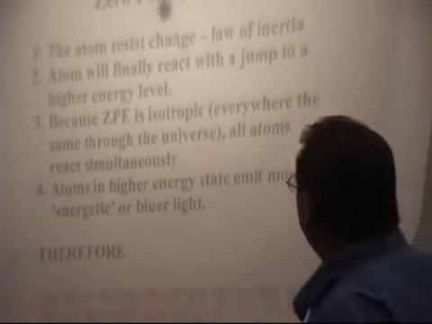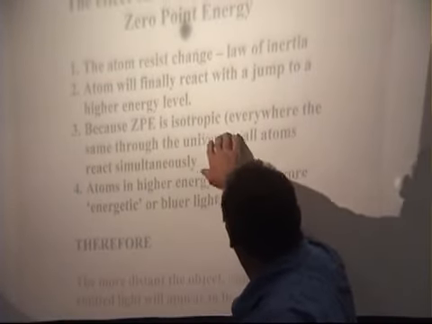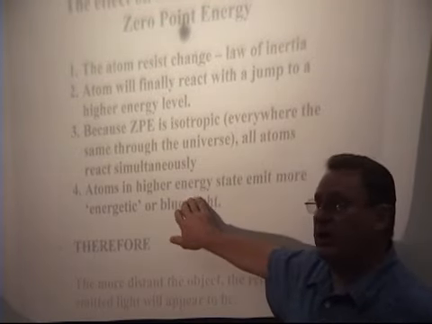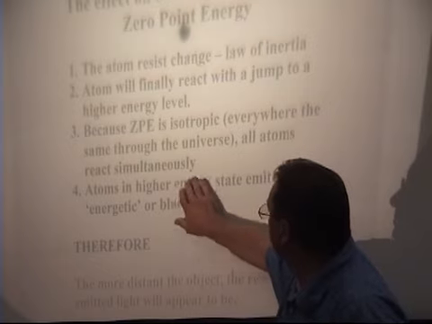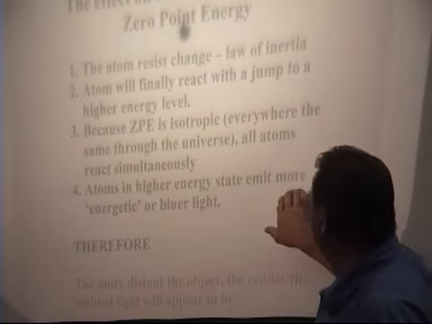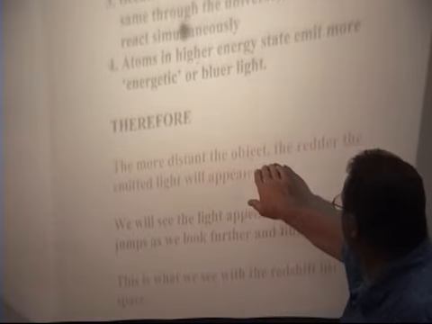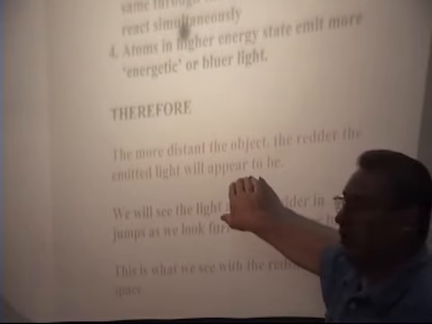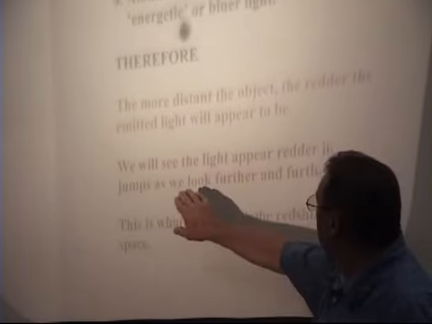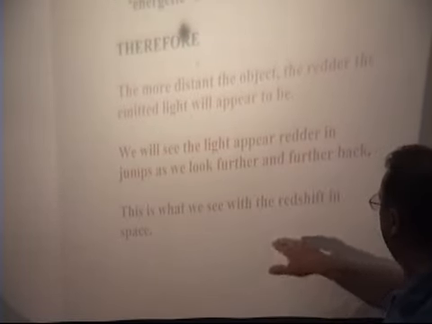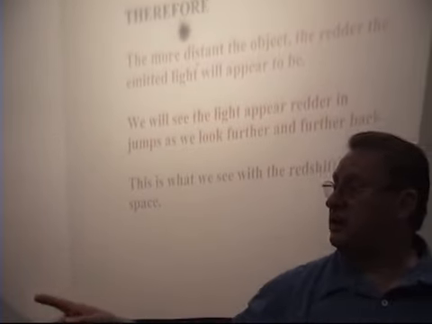The energy in the orbit, because the ZPE is isotropic everywhere and the same throughout the universe, all atoms are going to react simultaneously. Atoms in a higher energy state emit more energetic or bluer light. Therefore, the more distant the object, the redder the emitted light is going to appear to be. And we will see the light appear to be redder in jumps as we look further and further back. And this is what we see with the redshift in space. It's all due to the ZPE, the increase in the ZPE with time.